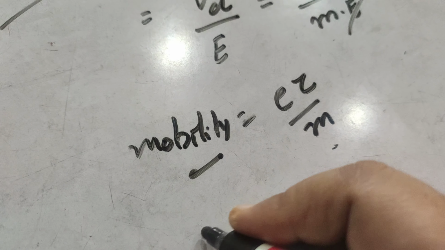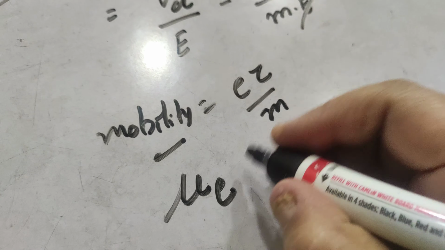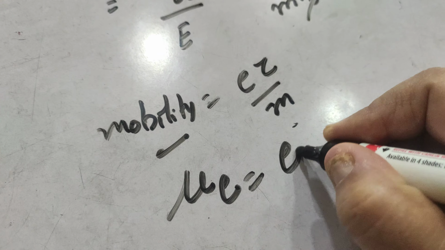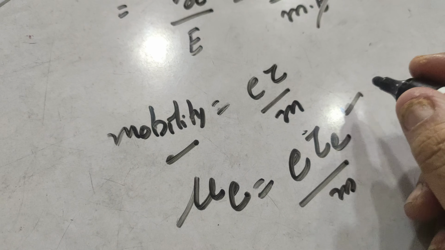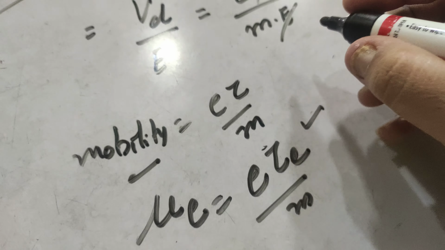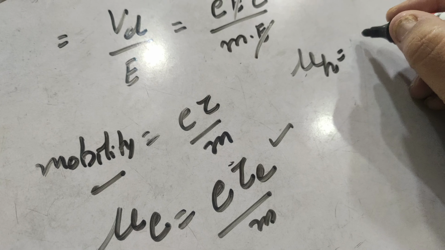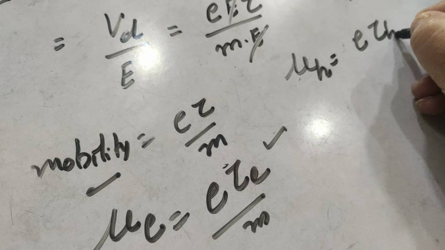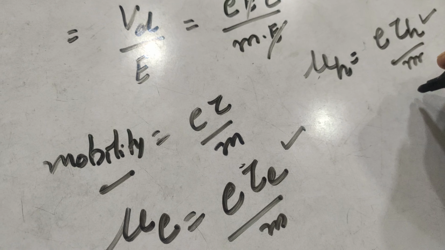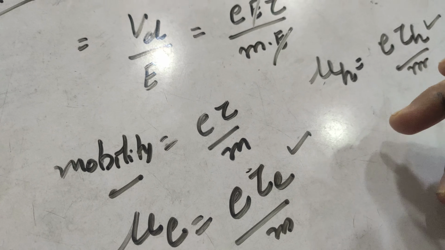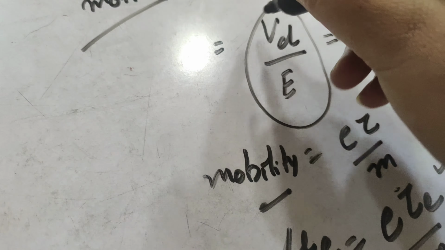Now if we are talking about the mobility of electrons, that is represented by mu e, which is given by e tau e by m, where tau e is the relaxation time of the electrons, and mu h represents the mobility of the holes, and it is given by e tau h by m, where tau h is the relaxation time of the holes. Now if we talk about its unit, it can be given by this formula.